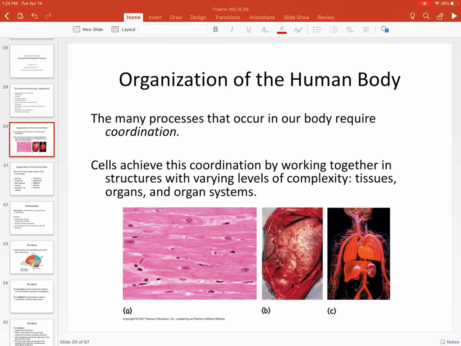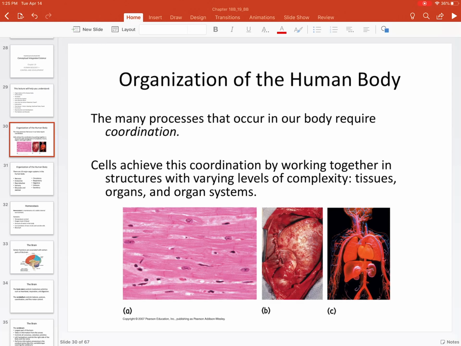So, organization of the human body. If you think back to our 5 big ideas of learning, organization was one of them, and the way the body is organized, systems within an overall body, it's one of those big ideas. So the many processes that occur in our body require coordination. So breathing in, your brain telling your body to breathe in requires coordination, as well as your lungs doing what they're supposed to do, your diaphragm, and then exhaling, eating, moving. It all takes coordination, otherwise something doesn't go correctly.